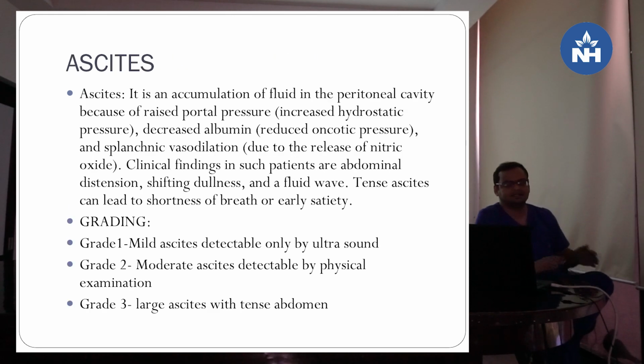Now comes ascites. So ascites, as we all know, is accumulation of fluid in the peritoneal cavity, that is caused mainly by three mechanisms: raised portal hydrostatic pressure, that is portal hypertension; decreased albumin, reduced oncotic pressure as liver function is not normal; and splanchnic vasodilation, due to release of nitric oxide. Clinical findings in such patients are abdominal distension, shifting dullness, fluid wave, respiratory distress, early satiety. This can be the clinical picture of an ascitic patient.